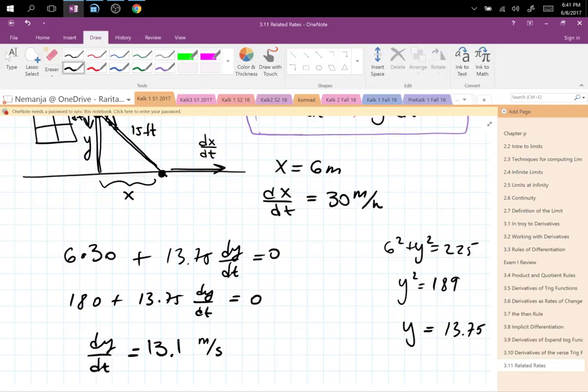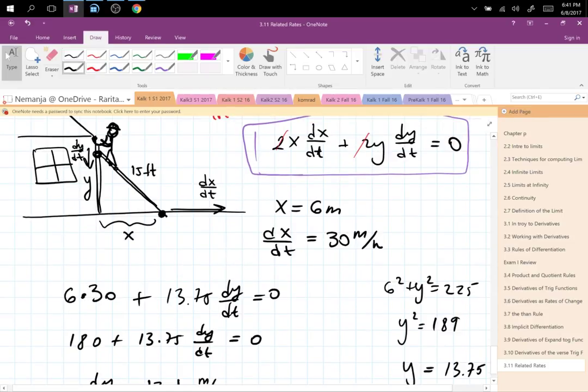Yes? Did it make a difference since the length of the ladder was in feet, but... Oh, yeah. I was just thinking maybe that's why it was. Yeah, I should change all of this to feet. Sorry.